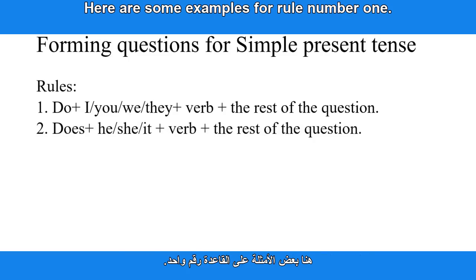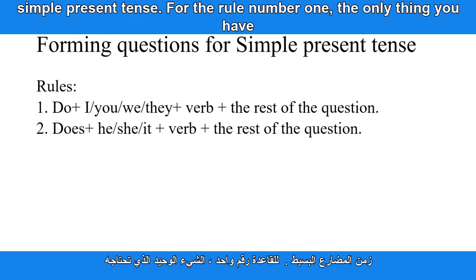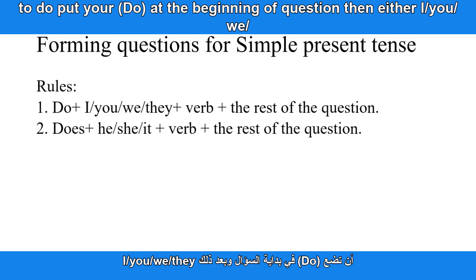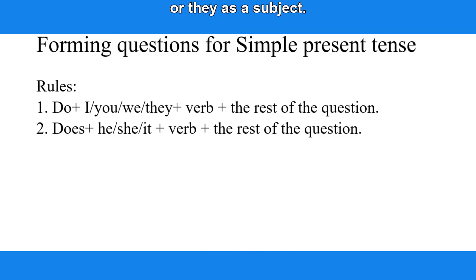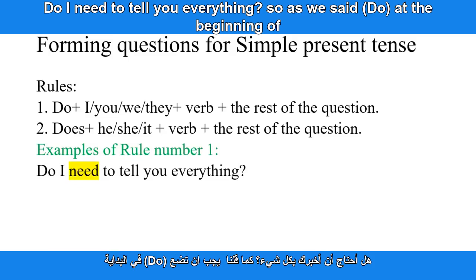Here are some examples for rule number one. Before we go to examples, for rule number one, the only thing you have to do is put "do" at the beginning of the question, then either I, you, we, or they as a subject, plus verb plus the rest of your question. Here are some examples. Do I need to tell you everything?